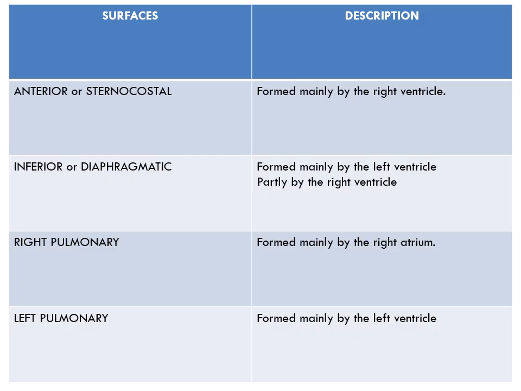Just to briefly talk about each of the surfaces, starting with the anterior or sternocostal surface. This is formed largely by the right ventricle, and it's the surface in direct contact with the ribs and costal cartilage, as well as the sternum.